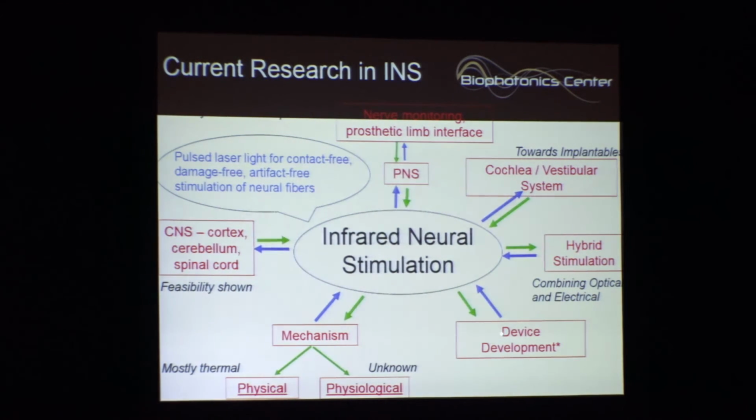We have a bunch of device development that was very actively going on until about 2 years ago. So this technology was licensed by AcuLite. I think most of you probably know AcuLite as this infrared laser building company.